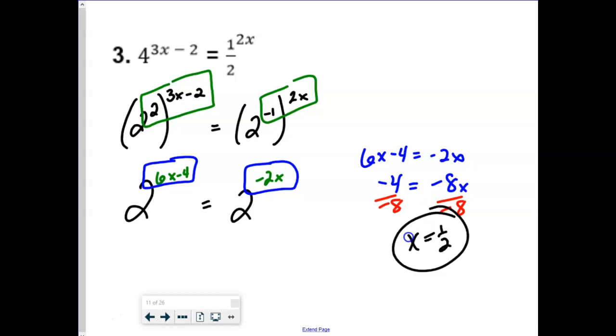And you guys asked earlier about, do we have to worry about extraneous solutions? Not in your exponential equations. So, yay. I mean, you're welcome to check it. You might run out of time on your test, but you can check it.